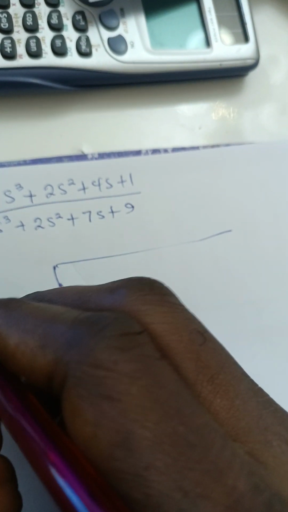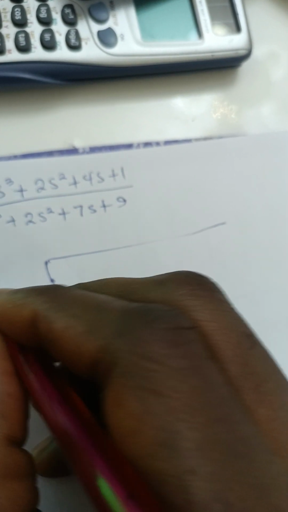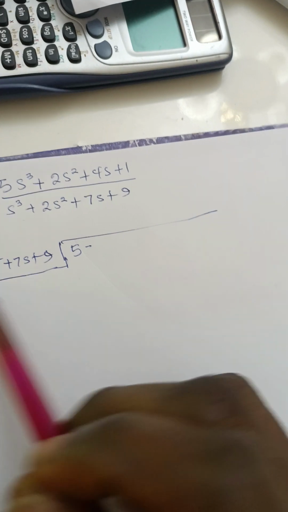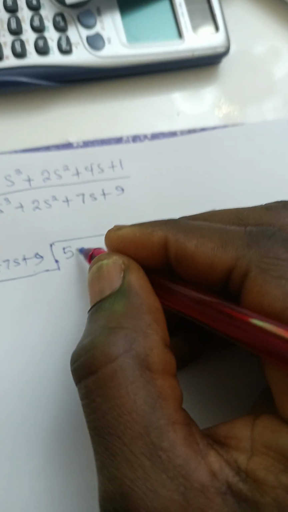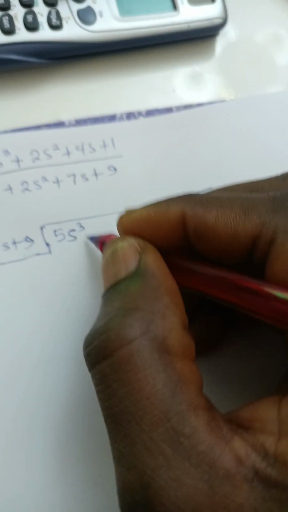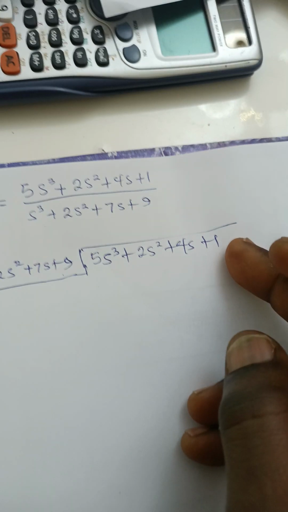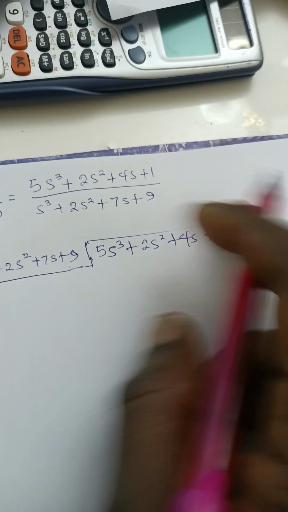You get me? So to do long division, we just need to draw our normal long division radical sign. Plus 7s plus 9. So this is going to be 5. The one that is going to divide, this is the divisor. It's going to be here. Then the dividend, s raised to the power 3 plus 2s squared plus 4s plus 1, is going to be under this radical sign.